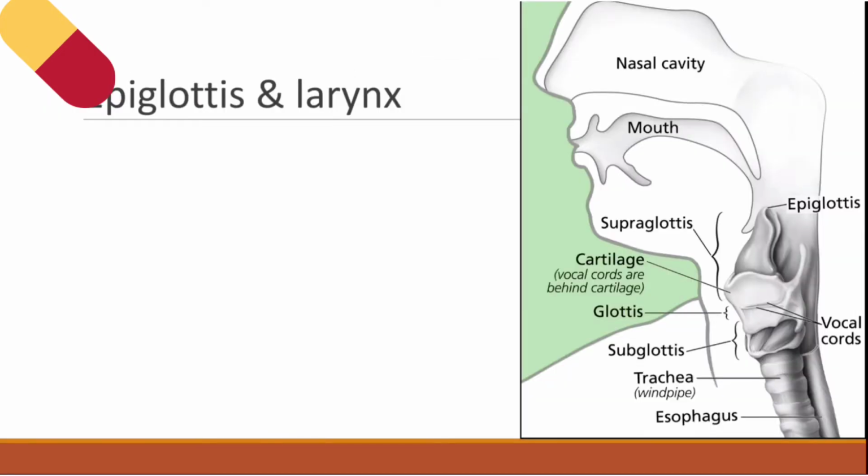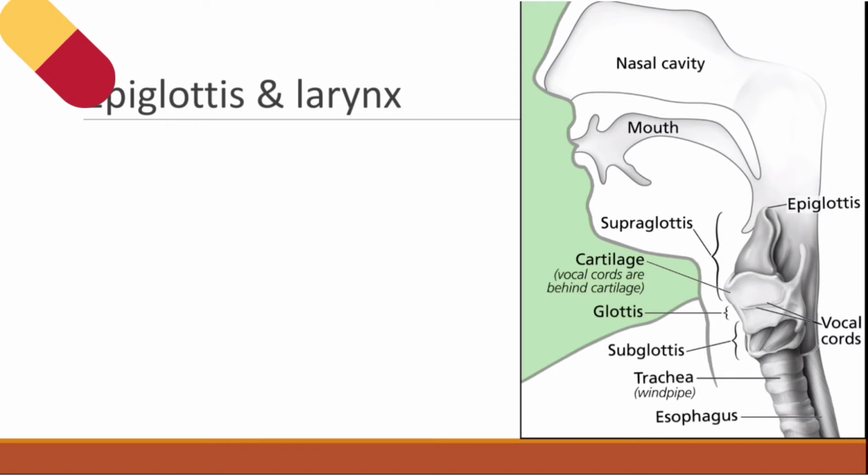Now, when the air reaches the pharynx, it has two important structures where it can go forward. The first is the trachea, which lies in the front, and the second is the esophagus, which lies to the back of the trachea. Normally, the air enters the trachea.